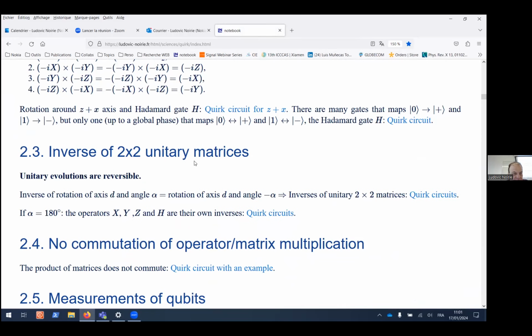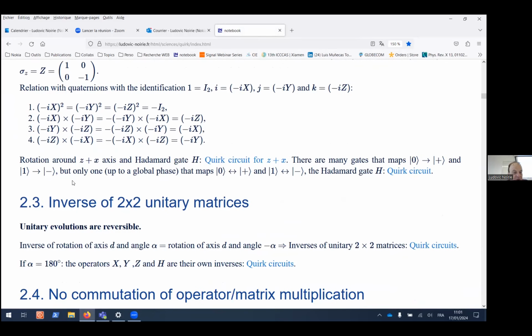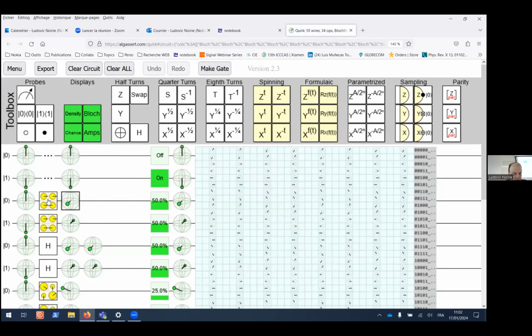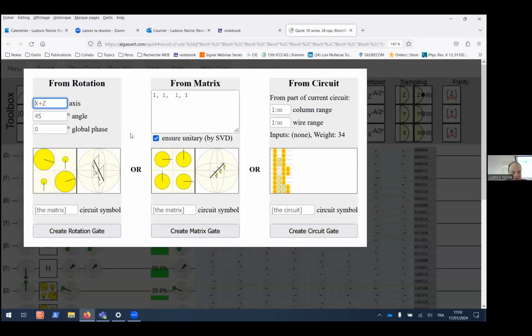We can also have rotation on other axes. So this is an example on the z plus x axis. The z plus x axis means the axis that is oriented like the vector with coordinate 1 on the z axis and 1 on the x axis. So how can we produce such a gate?